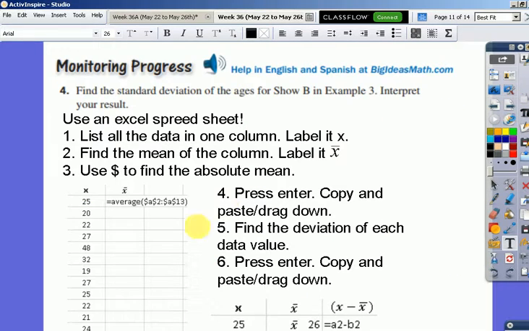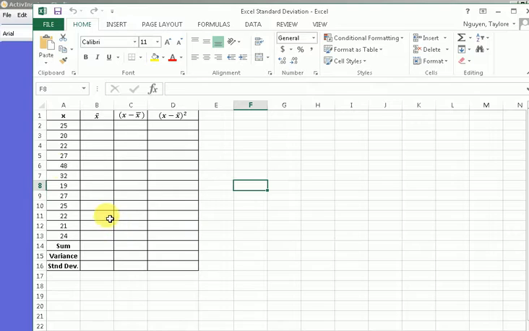Okay, so I'm going to open up my Excel spreadsheet, and they want me to use the ages for show B in example 3. So this is what I'm going to do. And I have this for you on my teacher website if you want to do the extra credit. All I did was input the values in one column, and I labeled it X, right? These are all the values for the contestants. Does that make sense? Okay.